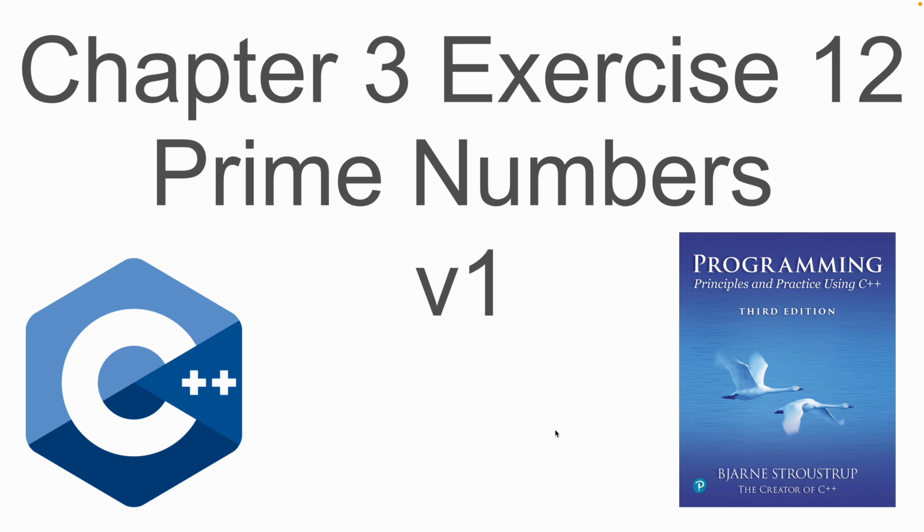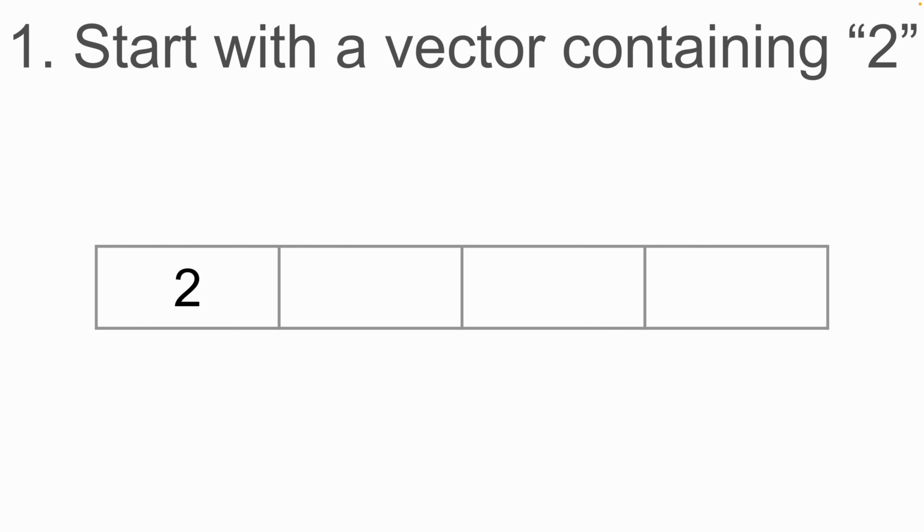For exercise number 12, we're actually going to be implementing a solution that helps us calculate prime numbers. The reason this is V1 is because the next few exercises are going to iterate on the approach towards calculating prime numbers. But this one we're going to do the V1 approach. The V1 approach uses a vector to figure out what the prime numbers are.